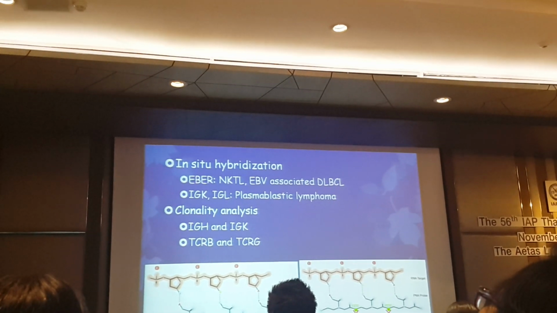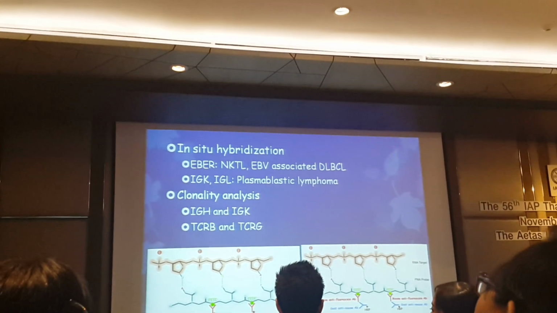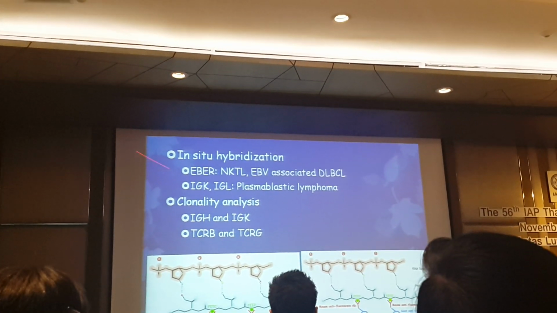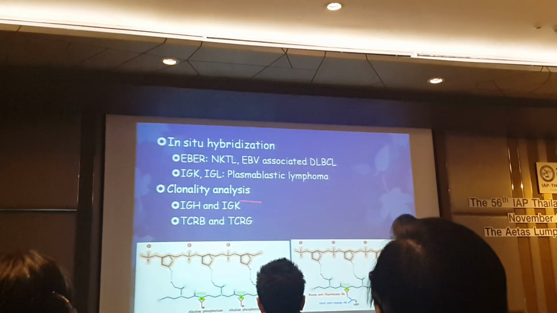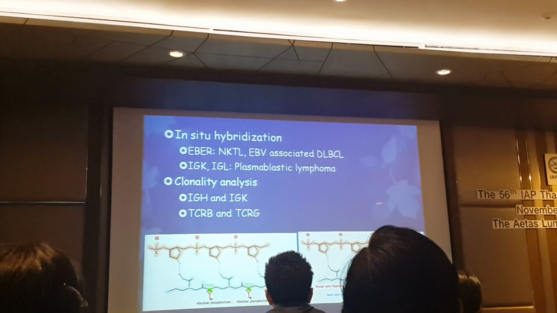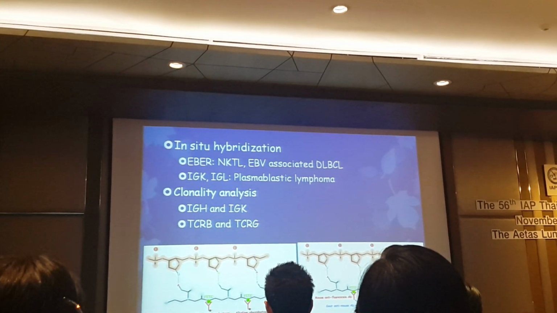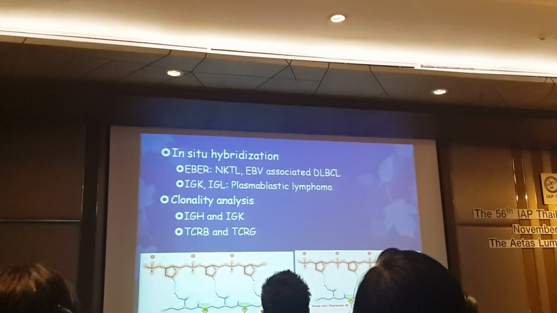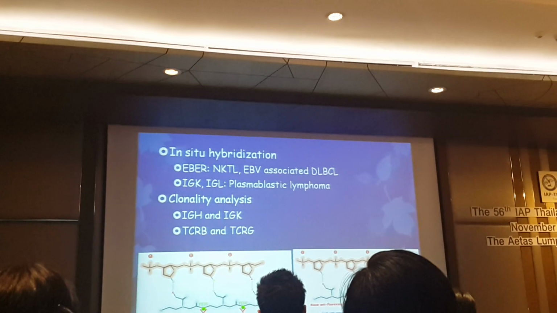First, in situ hybridization. In terms of lymphoma diagnosis, in situ hybridization to detect the presence of EBER as well as kappa and lambda are particularly important. As you know, there are certain diseases such as NK/T cell lymphomas and EBV-associated DLBCL. By definition, they are defined by the presence of EBV infection.